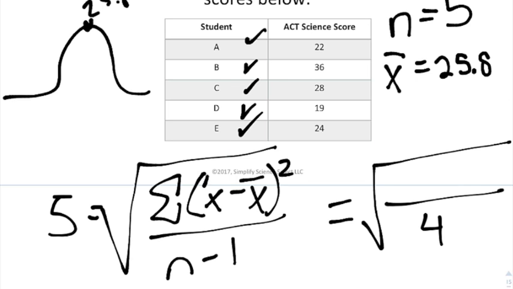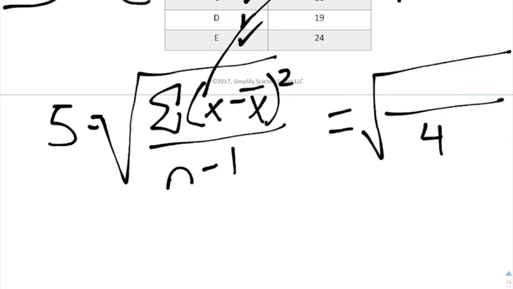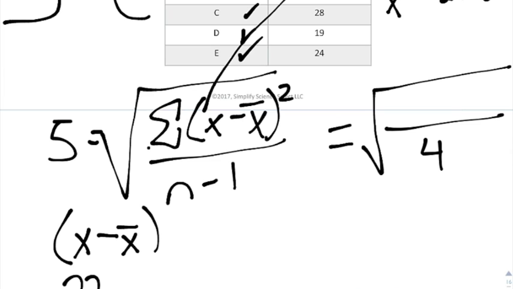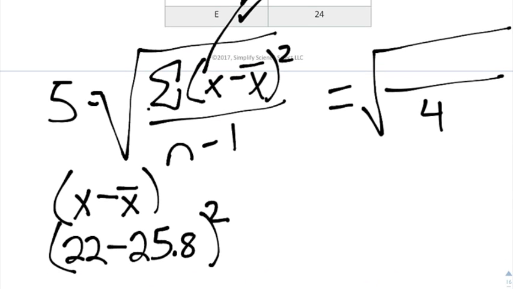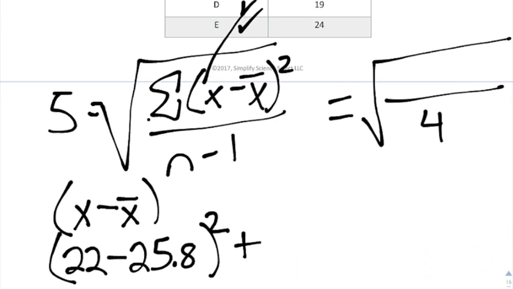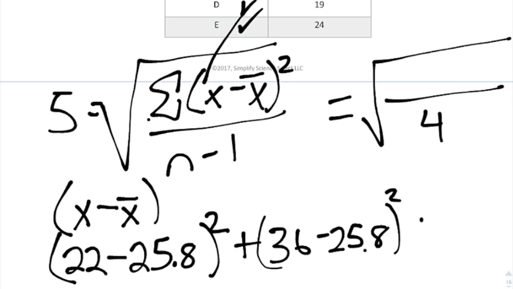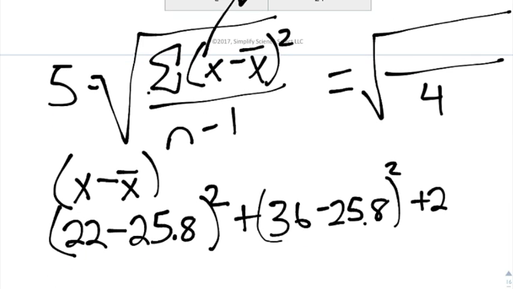Now x is going to be every individual data point. And then this right here means the sum of. So in order to find x minus x bar, you have to take your value, 22. You need to subtract 25.8, which is the average. And then it says to square it. And then it says to do that for all the data points, not just 22, but 36 minus 25.8 plus 28 minus 25.8. And you need to do that for all 5 data points.